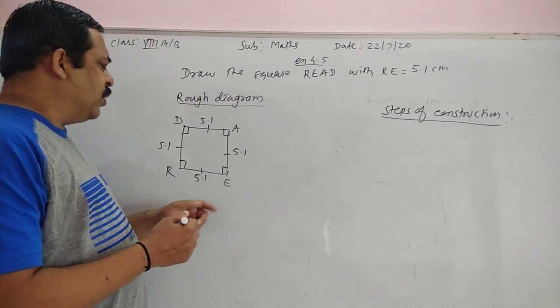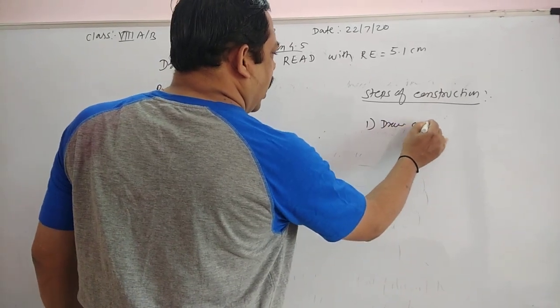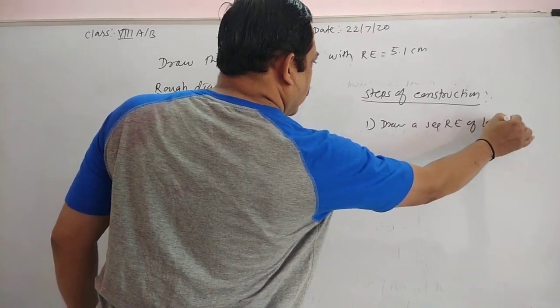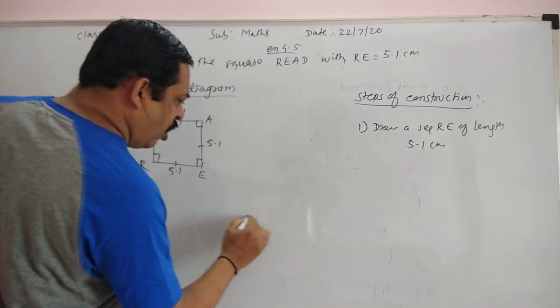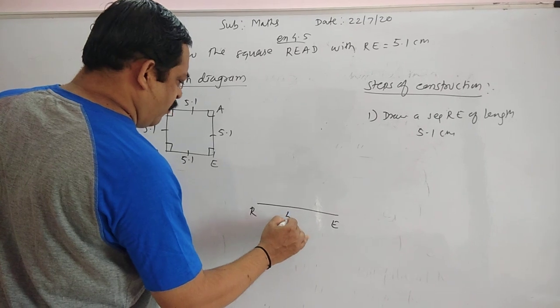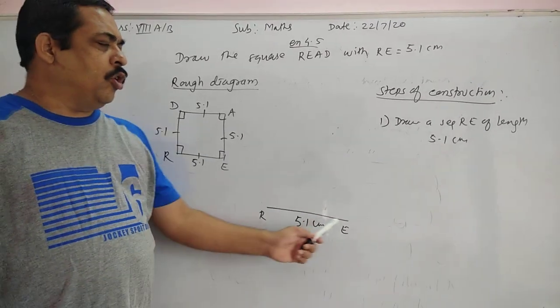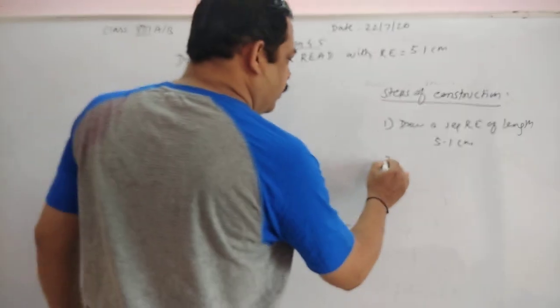Step number 1, first we draw a segment RE of length 5.1 centimeter. Draw the horizontal segment RE.